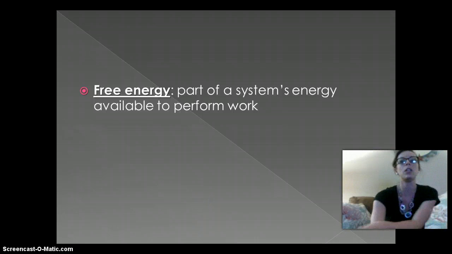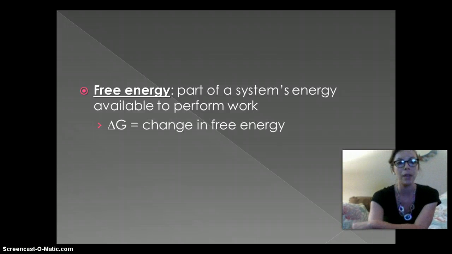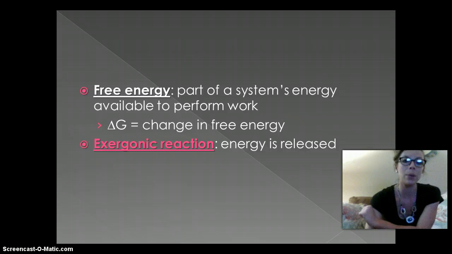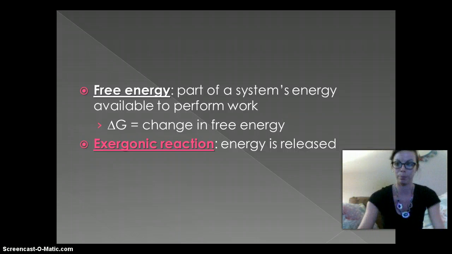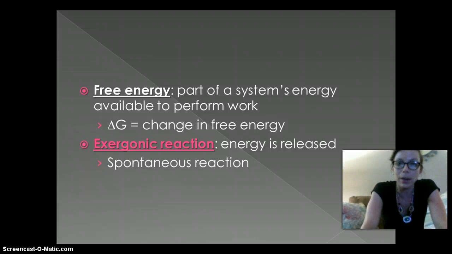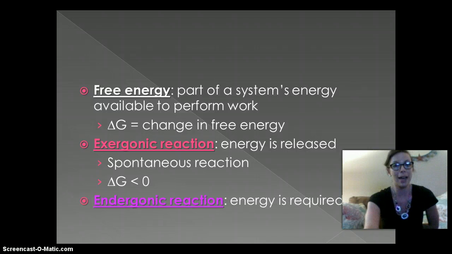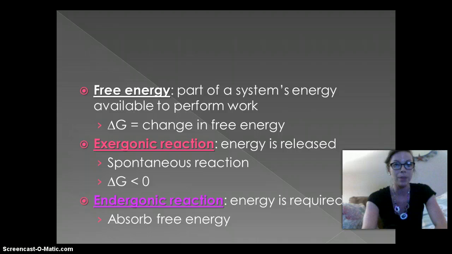Okay, free energy is going to be the part of a system's energy that is available to perform work. And delta G, or change in G, is the change in free energy available. So in exergonic reactions, energy is going to be released. This is a spontaneous reaction, and delta G is going to be less than 0. Endergonic reactions are where energy is required. They are going to absorb free energy. So you can think of the sun and plants absorbing that energy. That's an endergonic reaction, and delta G is greater than 0.